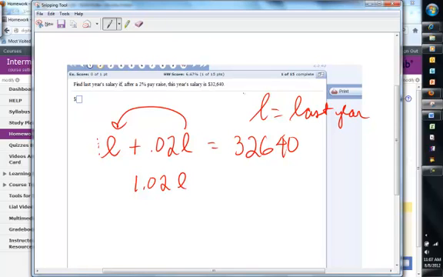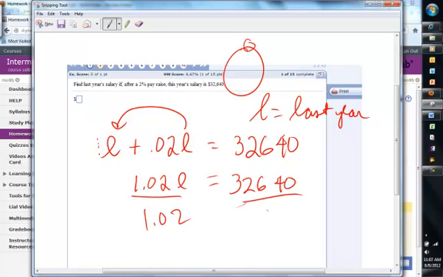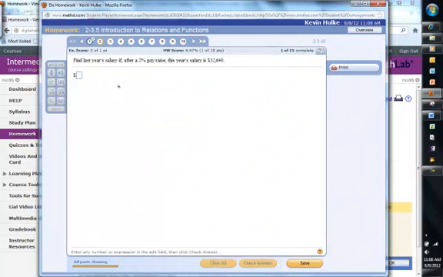Well, if you add, this is like 1 last year, so 1.02 last year, which when you think about it, here's the whole pie, you add 2% to it, you have 102%, is $32,640. Divide both sides by 1.02, and you get 32,640 divided by 1.02 is $32,000. So last year is $32,000, which makes sense because last year should be smaller than this year.